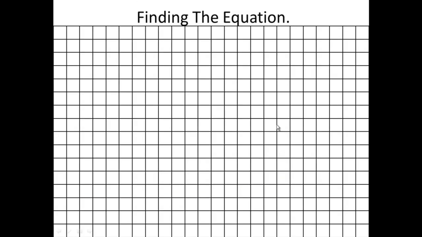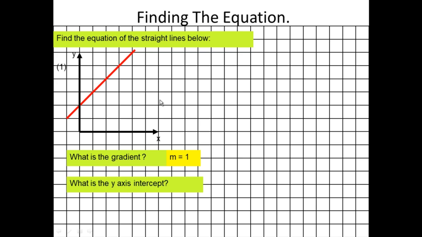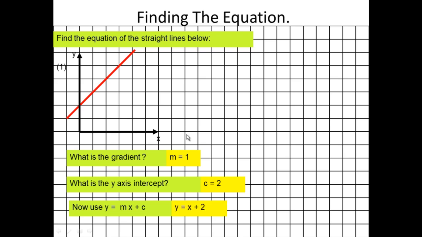So now finding the equation for the first picture. Determine which one the gradient. The gradient is 1, 2, 3, 4 over 1, 2, 3, 4. 4 over 4 is 1. And then for the y-axis intercept, it is 2. So the equation is y equals x plus 2.